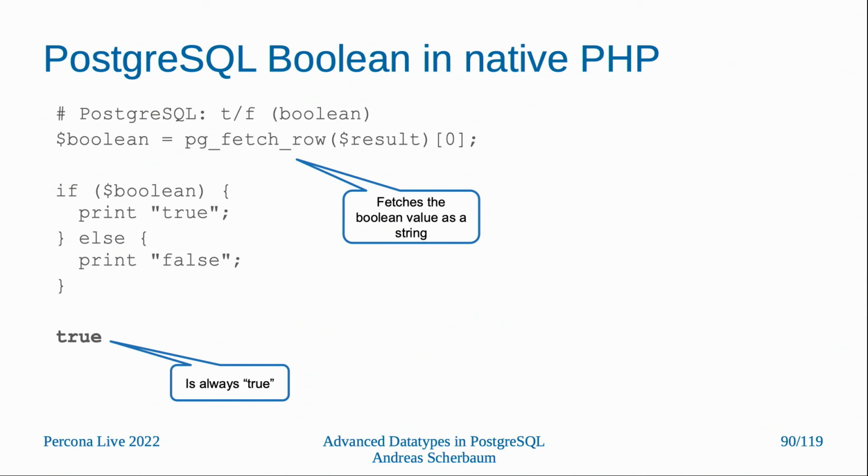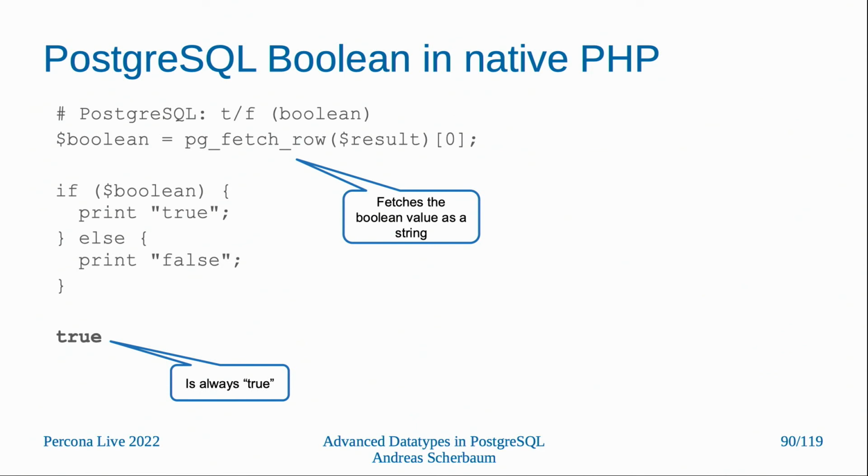So you always run into this true part, because the variable Boolean here is really only T or F. So there's always something in it, because it's text, it's not a Boolean. So it's always true. So we had a problem importing an application from MySQL to Postgres, and we had a couple thousand of these functions.